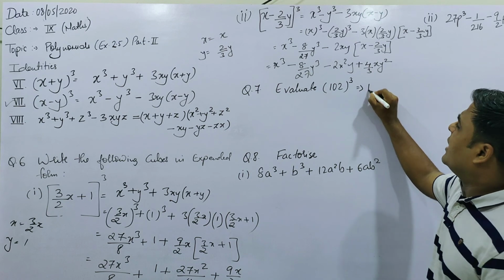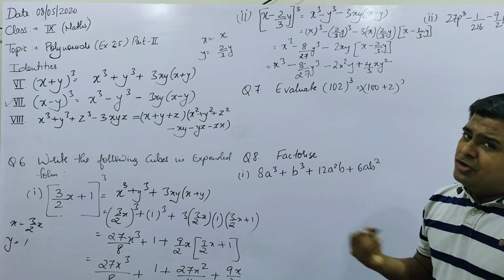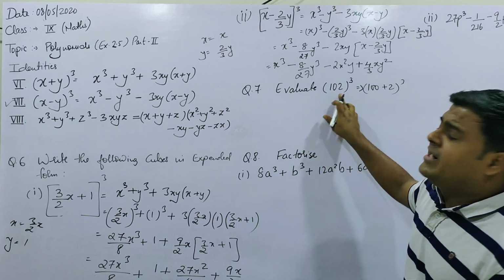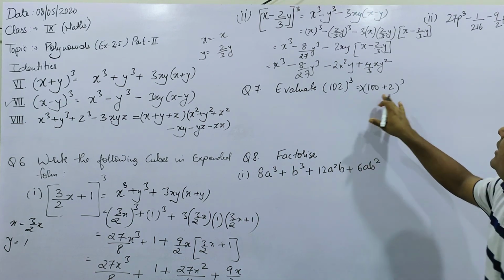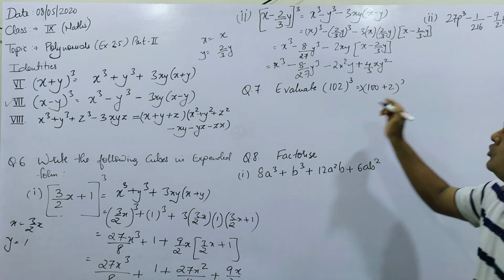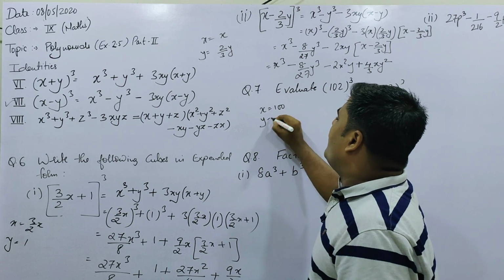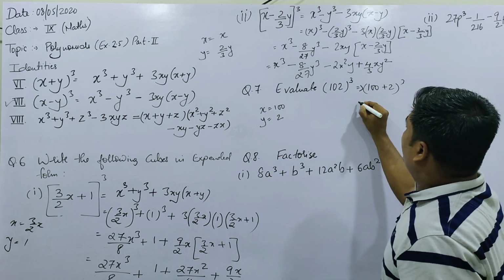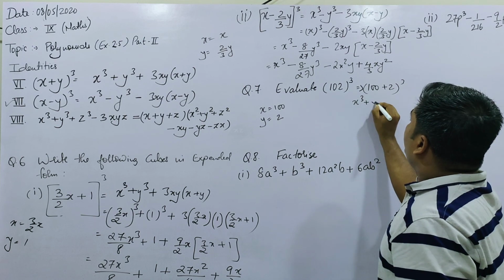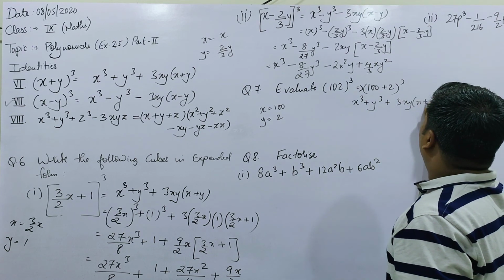If I am using 100 plus 2, the whole cube, that is also correct, and 100 minus 2, the whole cube, is also correct. I am taking 100 plus 2, which is 102. So here we have the value of x as 100 and the value of y as 2. Let us use identity number 6, which is x cube plus y cube plus 3xy into x plus y.